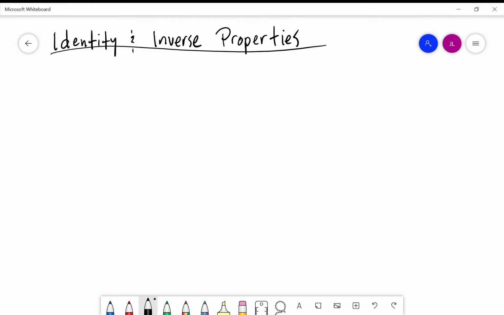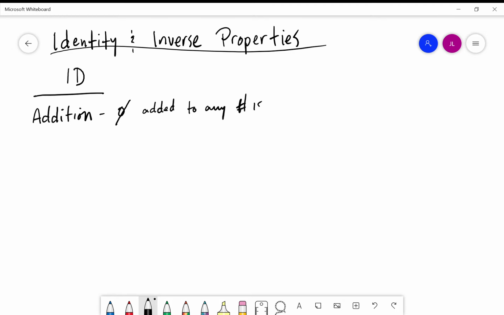Okay, we're going to look at identity and inverse properties here today. And when we talk about identity properties, we'll do ID here. For addition, we look at the identity property, we have 0, because 0 added to any number becomes the same number. So it doesn't change value, and added to any number is the same number.